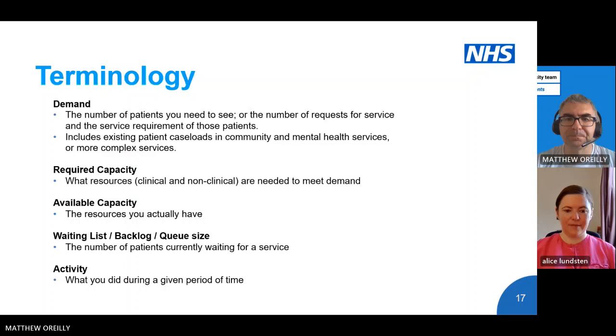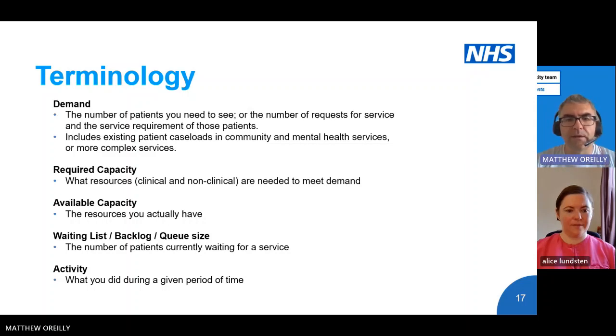The available capacity are the resources you actually have available. And in terms of clinical resources, you might want to consider if you have any vacant posts. So you might want to consider looking at your in-post available capacity compared to what you might have in establishment and look at what the difference between those two measures is.